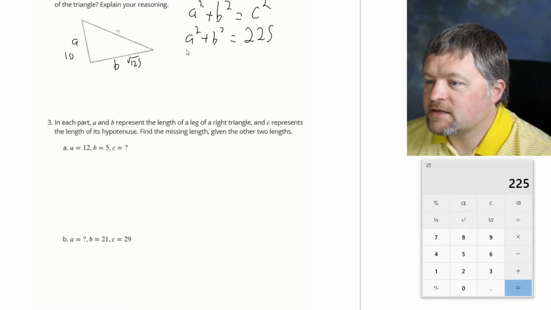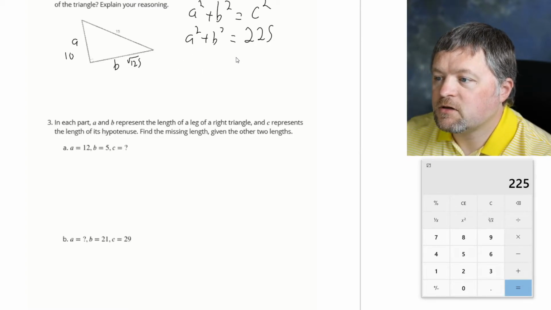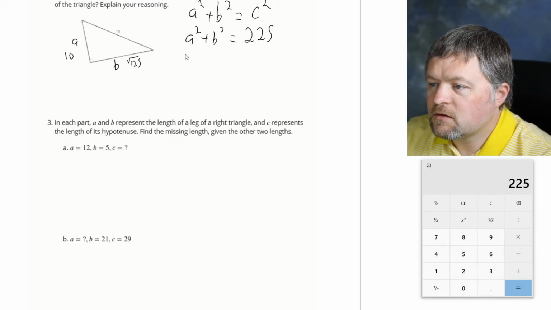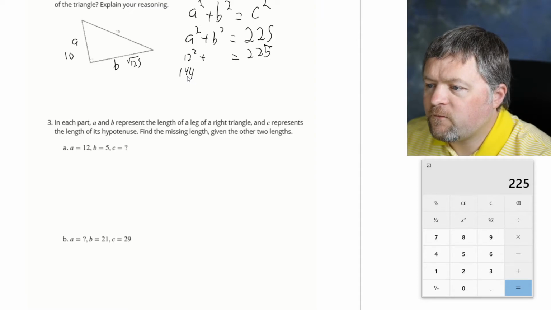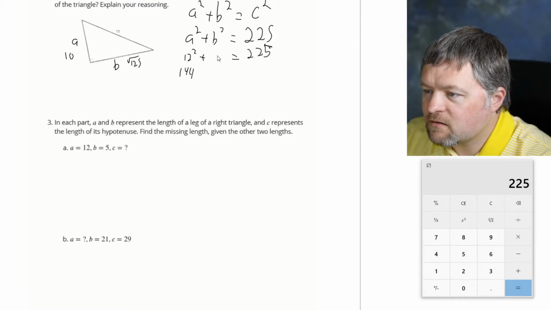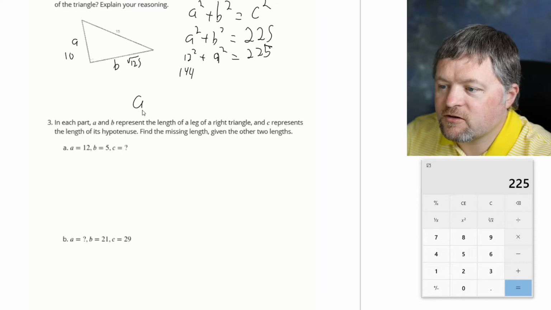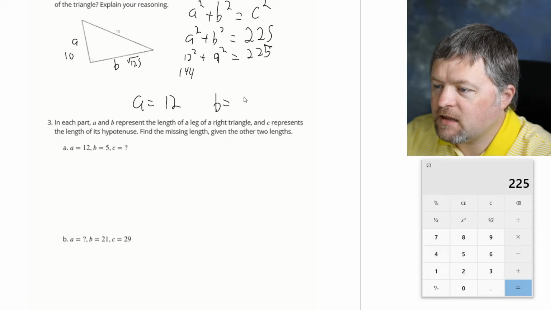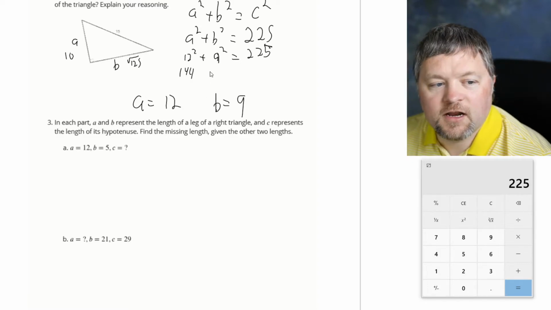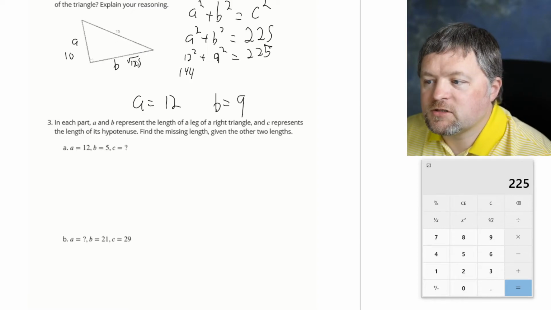Or is there a nicer value we could use? Well, if a were 12, 12 squared is 144, plus 81, which is 9 squared. So nice values, a equals 12 and b equals 9. Those are nice values that would give us a hypotenuse of 15.